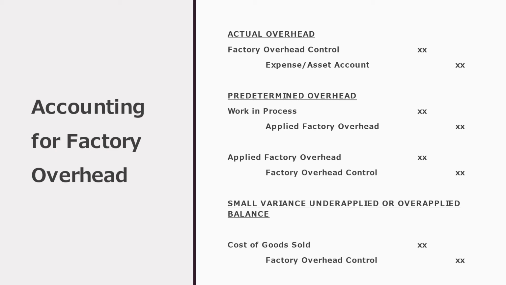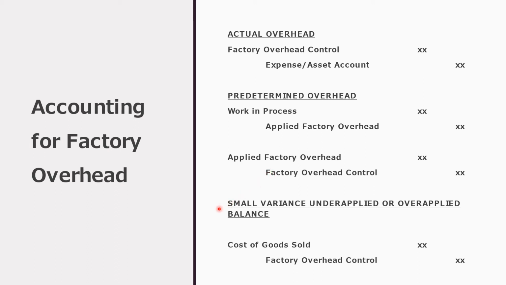That is why right here in this one, we record actual overhead, because as we compute the predetermined ones, it would be the applied factory overhead. We need to close this one up against the factory overhead control, because we need to check whether we have over applied or under applied factory overhead. So you debit applied factory overhead and you credit factory overhead control.